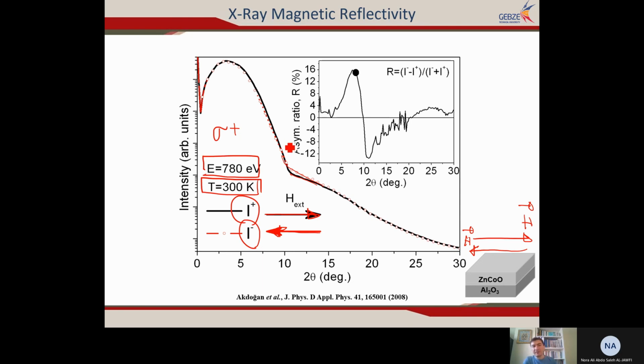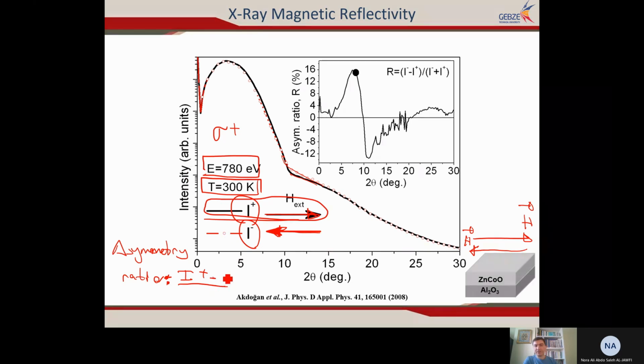In order to see the difference between two curves, the best method is to plot the asymmetry ratio. Asymmetry ratio is this one: I plus, the first reflectivity curve, this is the intensity, okay? Minus I minus, the second reflectivity curve taken in the opposite direction, over the sum of the intensities.